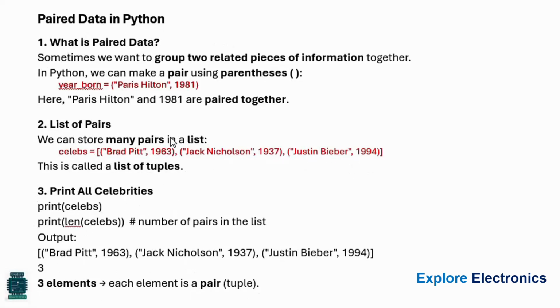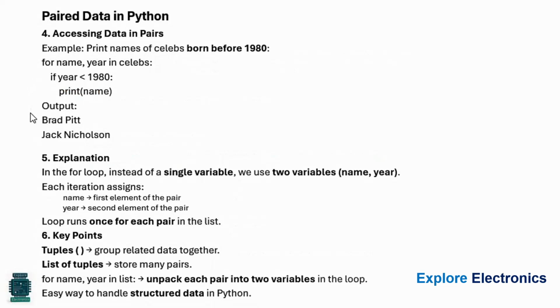Here we have 1963 and 1937. These two are valid for that condition. This one is not valid because they have given the condition of 1980. That's why these two are valid for that condition. And in that program they have asked to print the name. Brad Pitt and Jack Nicklaus. Let us see the output. The output is Brad Pitt and Jack Nicklaus because they have asked to print the name.